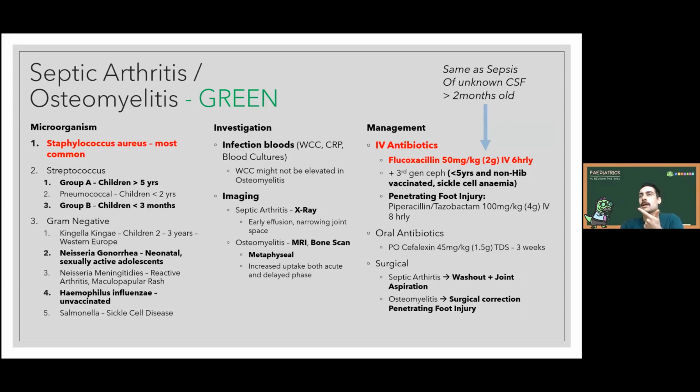A bone scan is like a technetium scan, so it's about uptake. If you've got osteomyelitis, there's blood flow to the area, inflammation, and breakdown of the bone, so you'll get more uptake on the scan because of that breakdown, because bone normally wouldn't take that up. And then once you've done your IV antibiotics, you discharge on oral antibiotics, and then you can think of surgical correction, so a washout for septic arthritis or surgical correction for osteomyelitis.